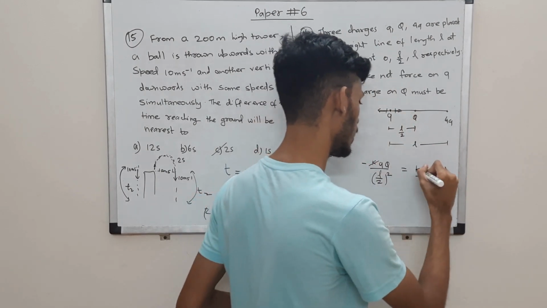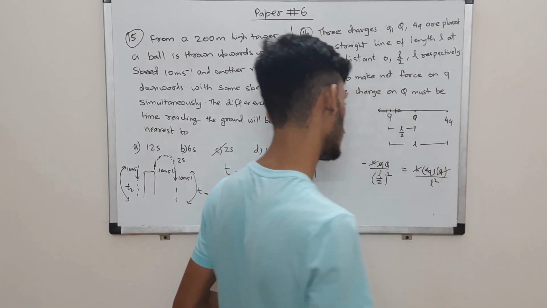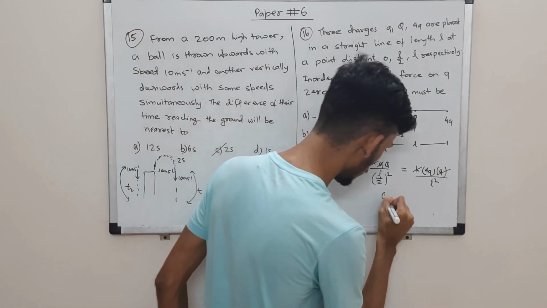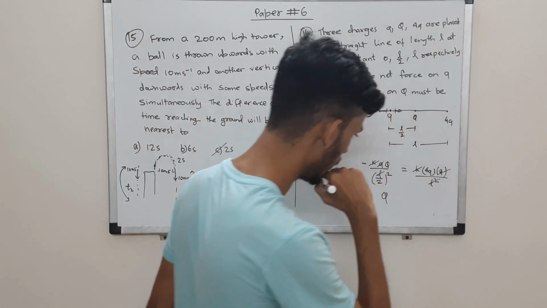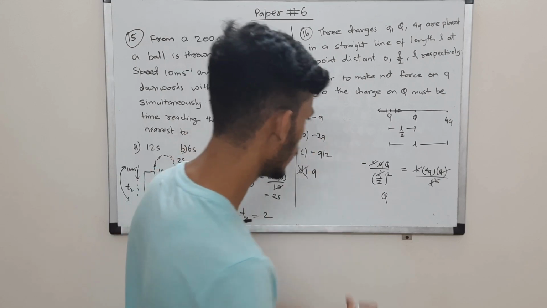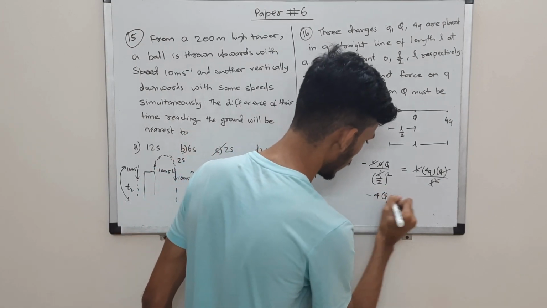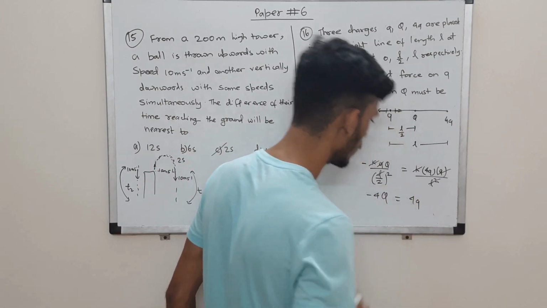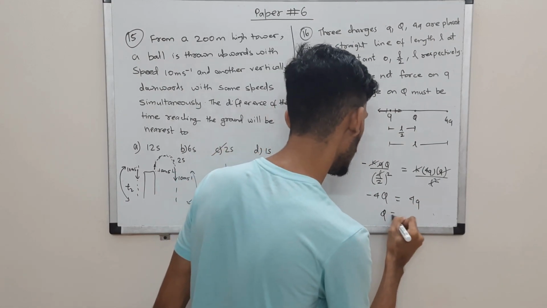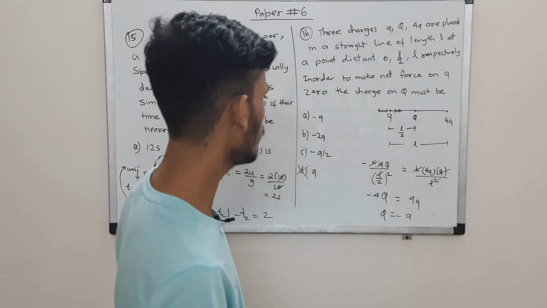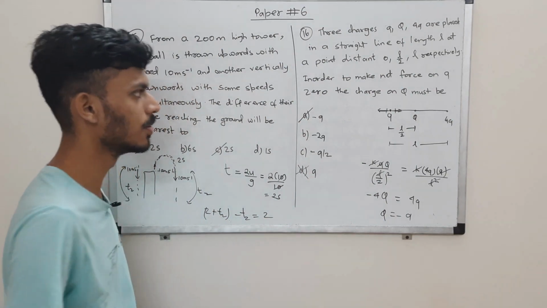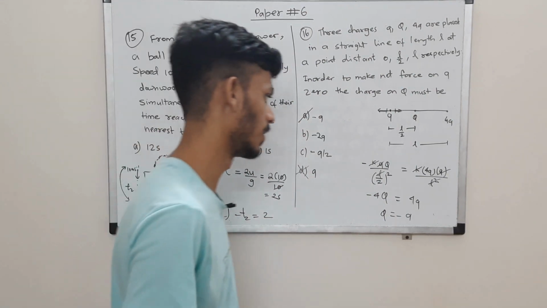So k and k get cancelled, q will also get cancelled with q, and L square will also get cancelled. The 4 will go on top. This will be minus 4q is equal to 4q, so Q is basically minus of q. Yes, option A, minus of q, is the correct choice over here.